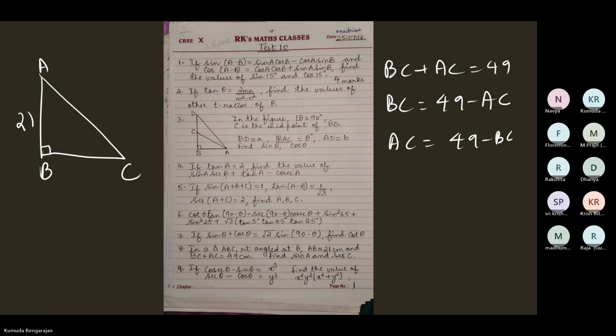Take BC as 49 minus AC, or take AC as 49 minus BC. Supposing you write AC as 49 minus BC, BC is BC only. This is 21. This is 49 minus BC. So when you apply Pythagoras theorem in this triangle, you will be able to find the length of BC. And once you find BC, you can substitute here 49 minus BC, you will get AC. And then you can find the values of sin A and secant C.